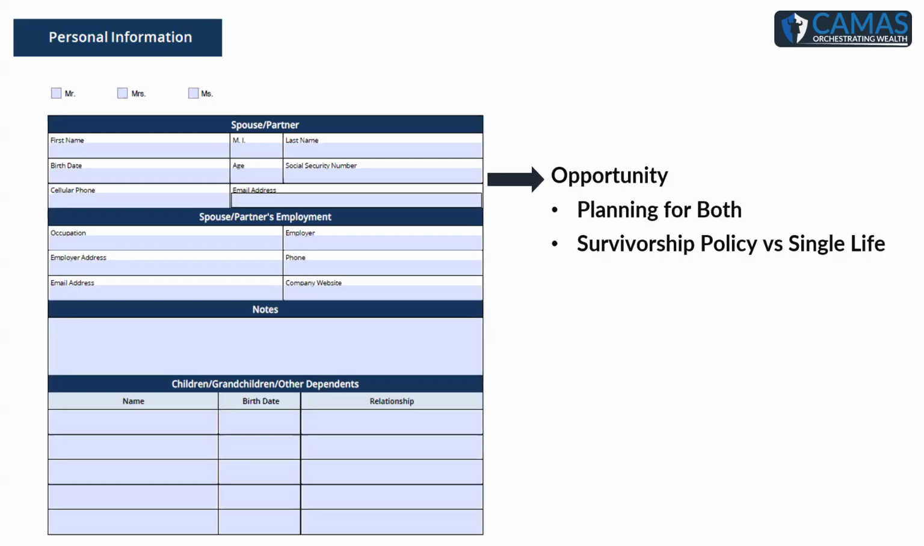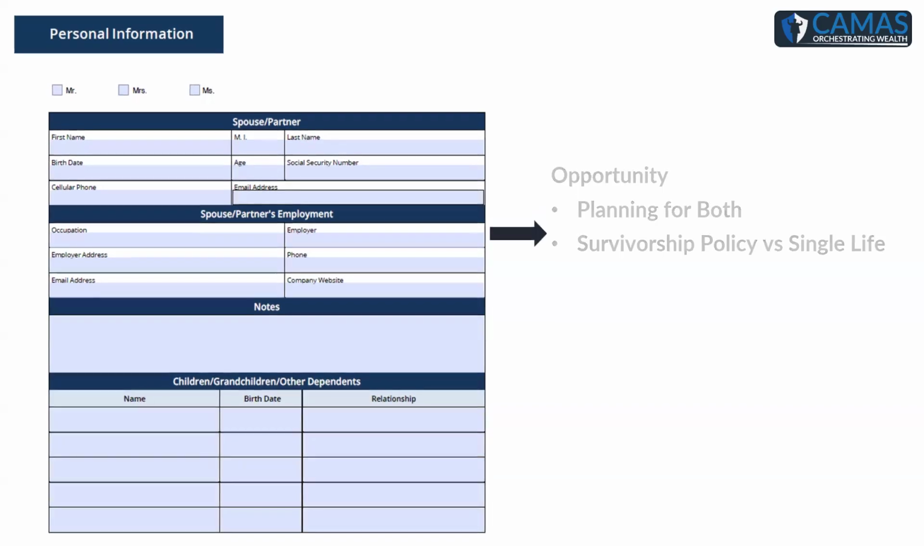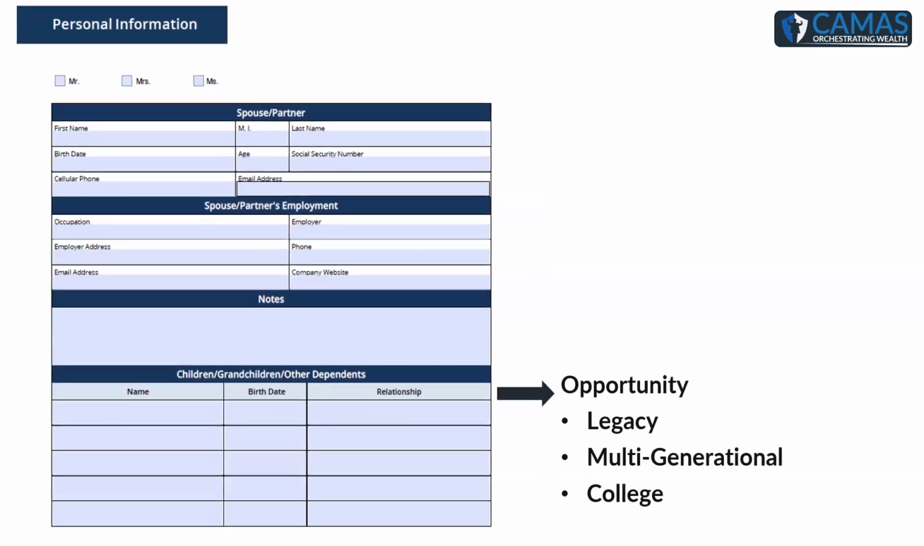If I'm looking at that as a planning opportunity from a life insurance standpoint, am I doing a survivorship policy or am I doing single life policies or a combination? There again, just start thinking of what that can do. If they have children, grandchildren, great grandchildren, whatever they're at, think about the opportunities. Number one, are we trying to create a legacy?